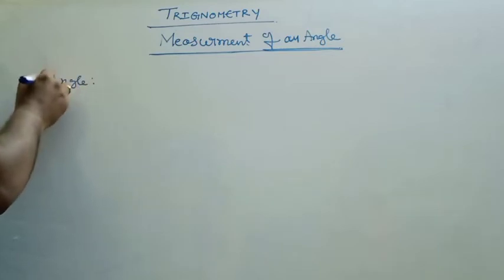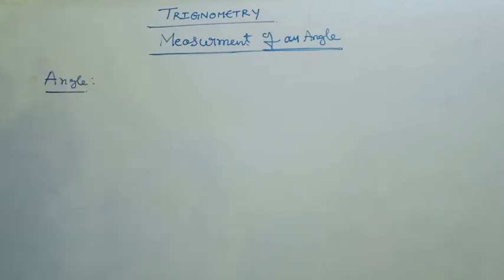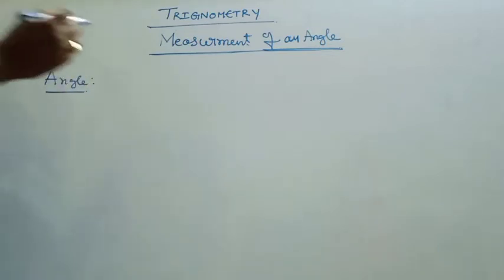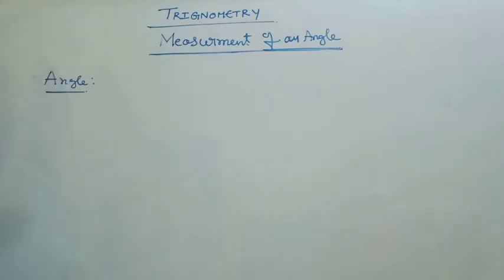Take an angle like this. What do you mean by an angle? There are three ways of measuring an angle, and we are going to discuss all of them. First of all, you see here an angle.